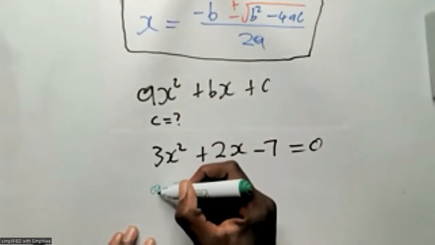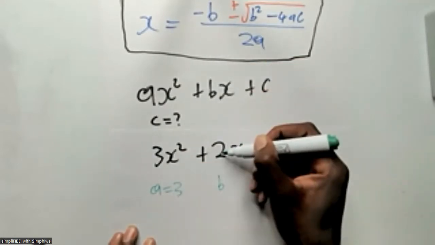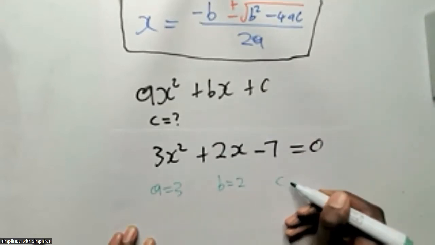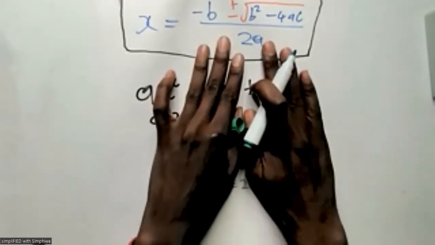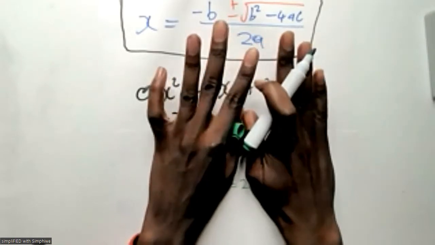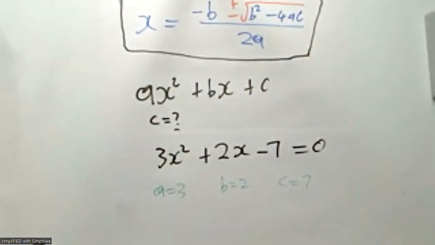I'm sorry about that. Let me just repeat what I said. A is equal to 3. B is equal to 2. And C will be 7. Therefore, you take these values, substitute them there, and then solve using a calculator. After you solve using a calculator, you get your value for x.